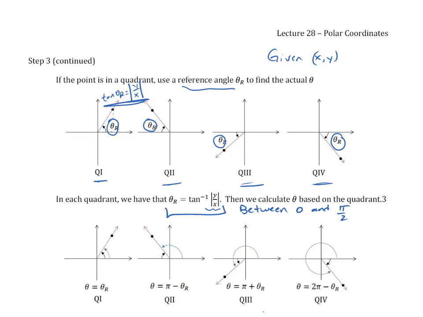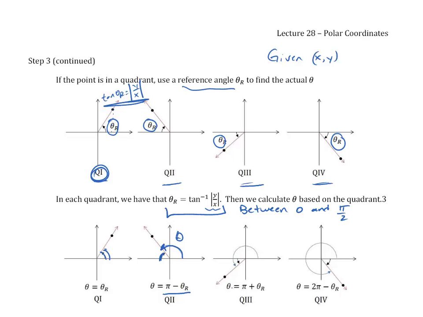So to get the actual angle, we just have to realize what theta looks like if we know theta sub r. In the first quadrant right here, theta and theta sub r are the same thing. They're still just that angle right there. But theta sub r is this guy over here in quadrant 2. So how do I find theta? How do I find this angle that I'm looking for? That angle theta right there is all of pi minus the reference angle. So I get this formula, pi minus theta sub r.